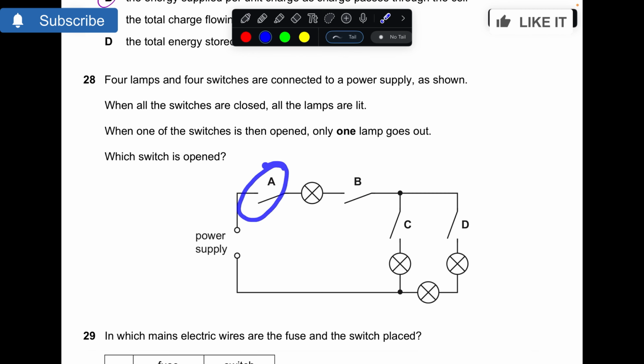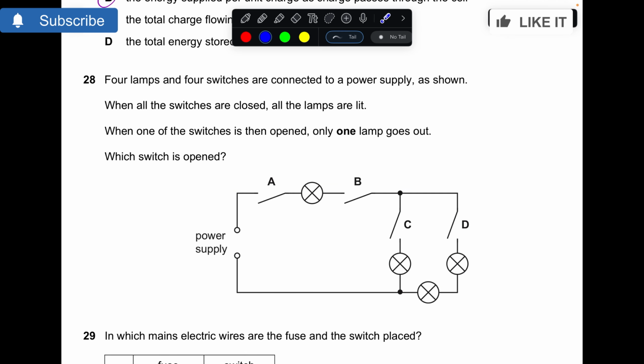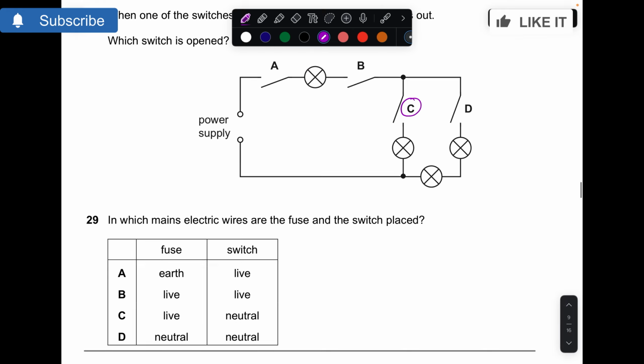If you open A, all of the lamps will be off because the current will no longer have any path to travel. The same is true for B, all the lamps will be off. If you open D, this will be off and this will also be off. Okay, and if you open this switch, only this lamp will be disconnected. The current will flow like this, that will be the path of the current. So only one lamp goes out, so it's option C that is correct.